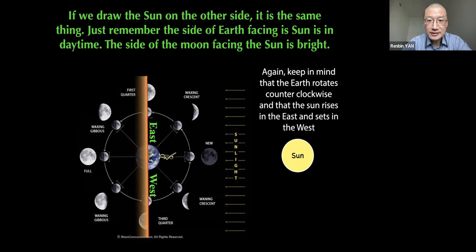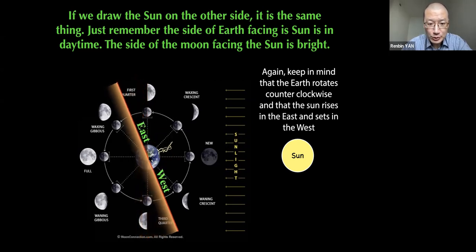So if we draw the sun on the other side, it's really the same thing. It doesn't matter where we draw the sun. Just remember that the side of the Earth or the moon that is facing the sun is the illuminated side. Again, we will need to draw them. The Earth and the horizon is going to rotate in the counterclockwise direction, and we're looking down on Earth from above the North Pole.